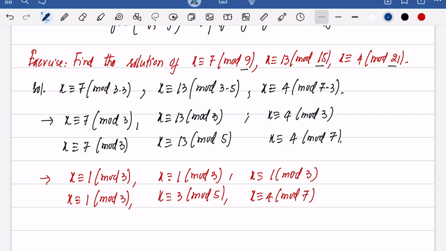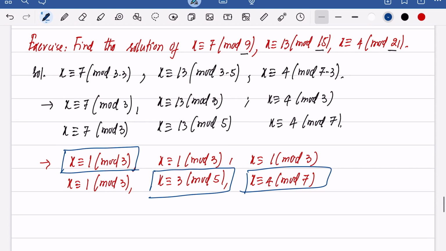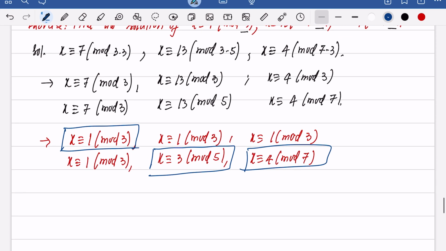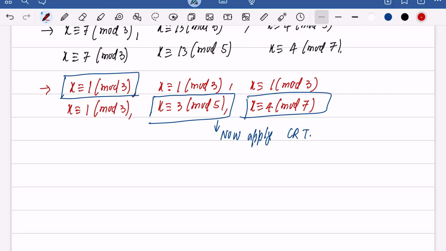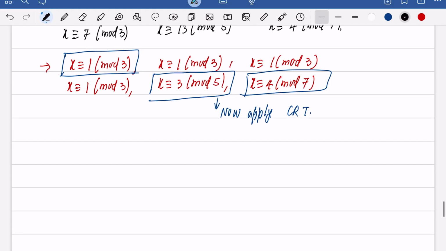Now we have to pick up only the distinct congruences. We have the first congruence, x congruent to 1 mod 3, repeated 4 times. Now here we have the distinct congruence, and here we have the distinct congruence. Looking at these three congruences, we have the moduli 3, 5 and 7, which are now relatively prime. Now we can apply the Chinese remainder theorem. So this is one dimension of the Chinese remainder theorem, when the moduli are not relatively prime.